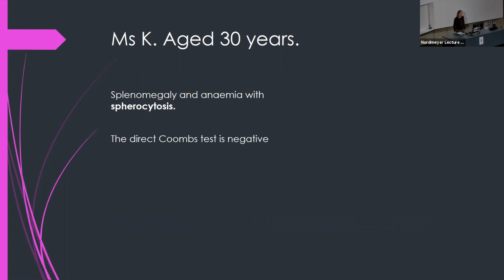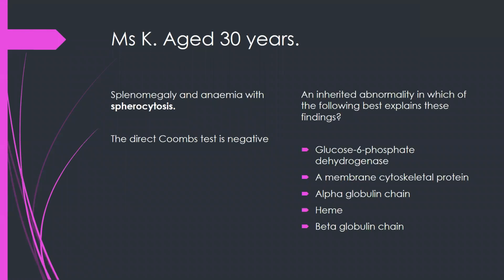So this is Mr. K, age 30. He's got splenomegaly, anemia, a bit of jaundice. And on his blood film, most of the red cells are spherocytic. They've lost the central pallor. Instead of being extra pale, they're too red, too much redness, and too often small and round. And the other information I'm giving you is the direct Coombs test is negative. Dig back to what was the Coombs test, tell me. I'll give you a picture in a minute.